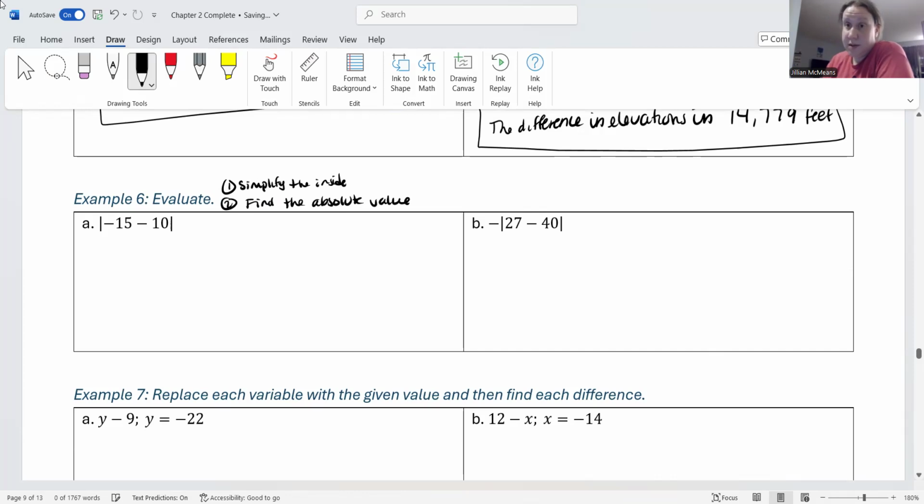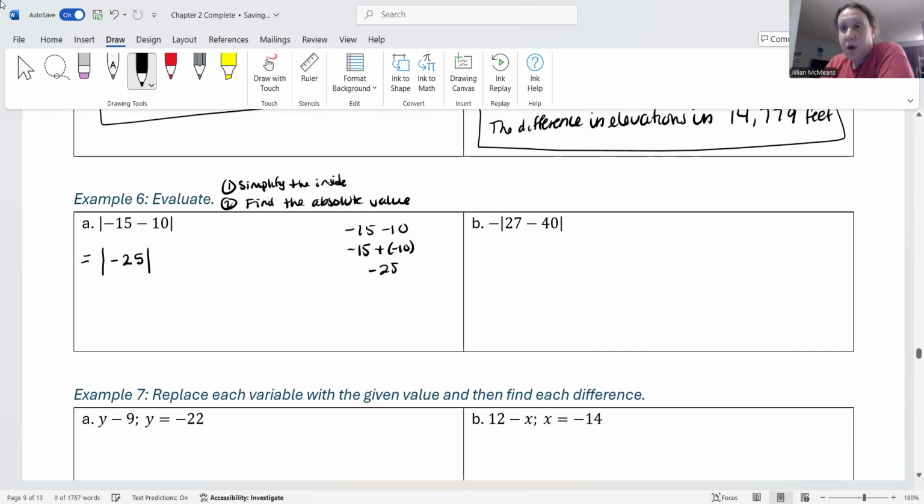All right, so inside part A, we have negative 15 minus 10. Well, this is one that a lot of you I know can see right off the bat without doing any work. You can see the answer to this, but just for the sake of practice, we take negative 15 and instead of subtracting positive 10, we add negative 10. When adding two numbers with the same sign, you add and keep the sign. So 15 plus 10 is 25, and it ends up being negative 25. So this right here is going to simplify to the absolute value of negative 25.